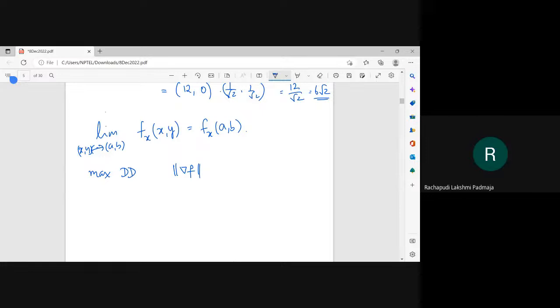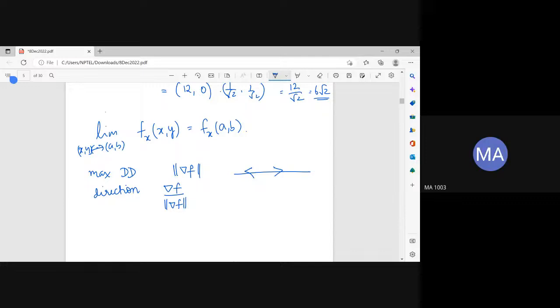And what is the direction in which this happens? Maximum is along the direction of the unit vector, the unit vector along the direction of del f. Minimum is just the opposite. So the direction where the maximum occurs is along the unit vector, and the direction where the minimum happens is the opposite side. This is normal to the surface, ma'am? Yeah.